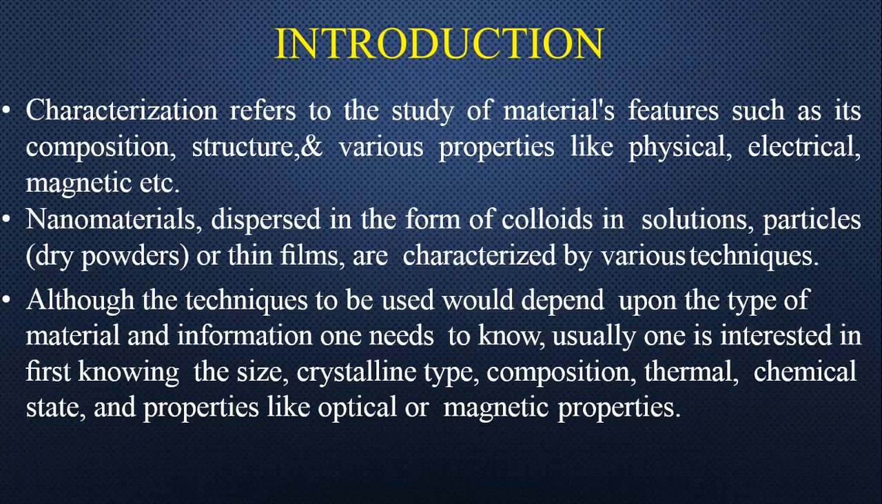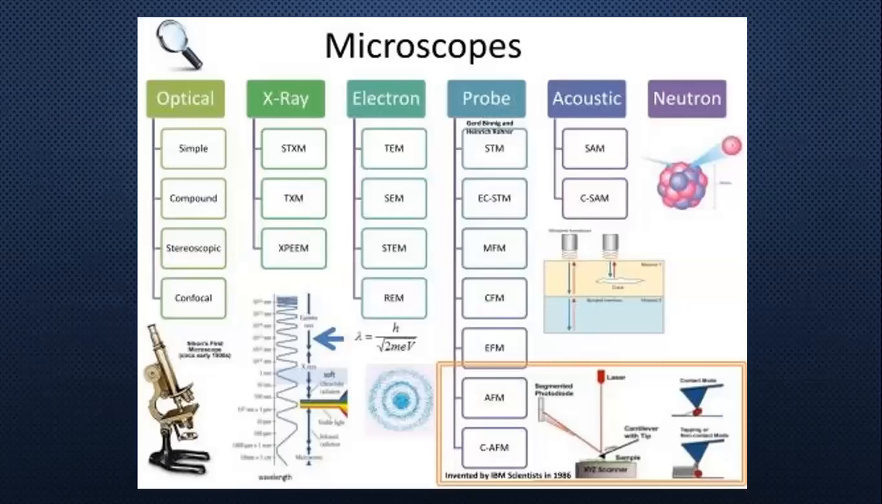Although the techniques to be used would depend upon the type of material and the information required by any person. Usually, one may be interested in first knowing the size, crystalline type, composition, thermal, chemical state, and different properties like optical properties or magnetic properties, etc. So for this purpose, the characterization would be useful for the researchers.